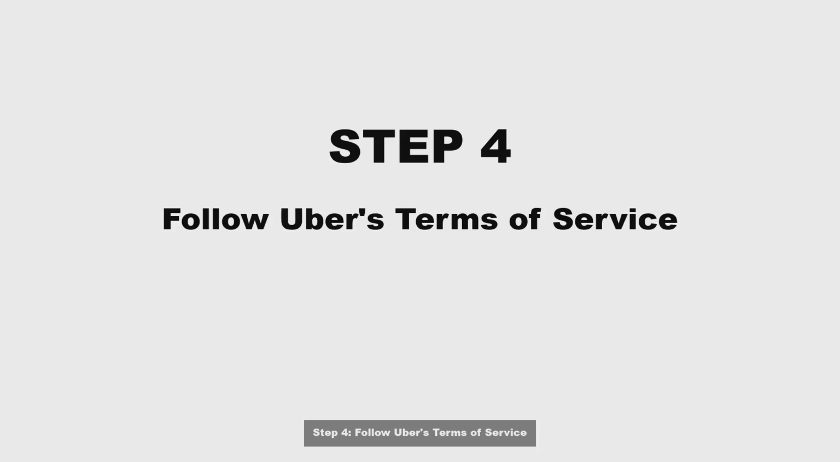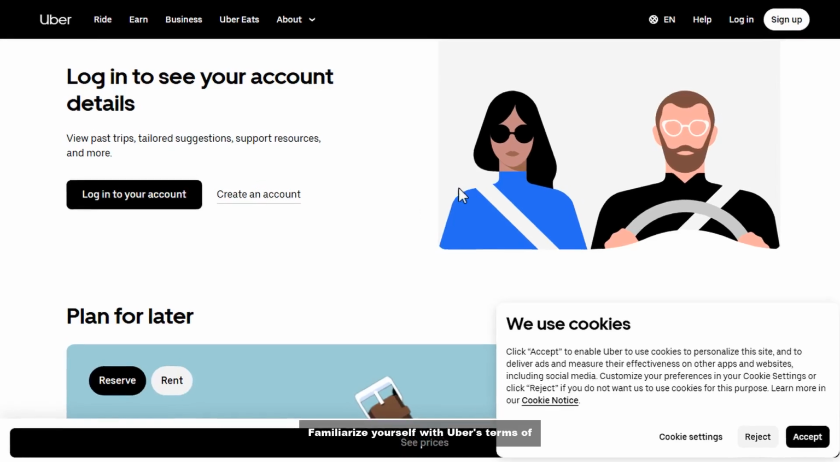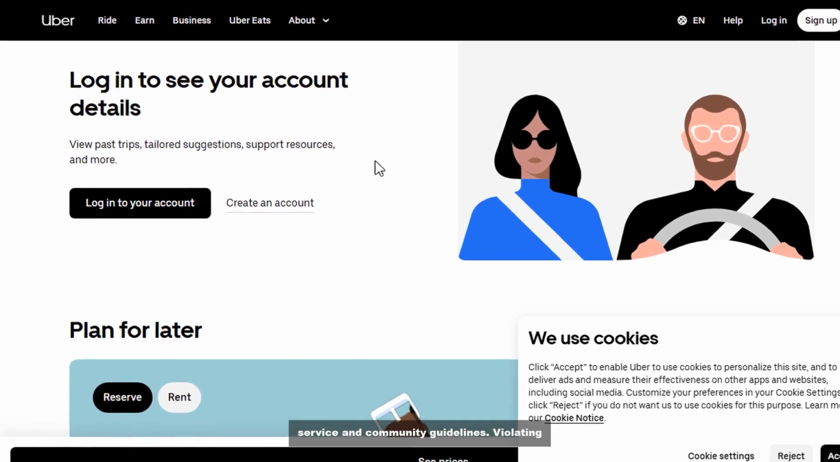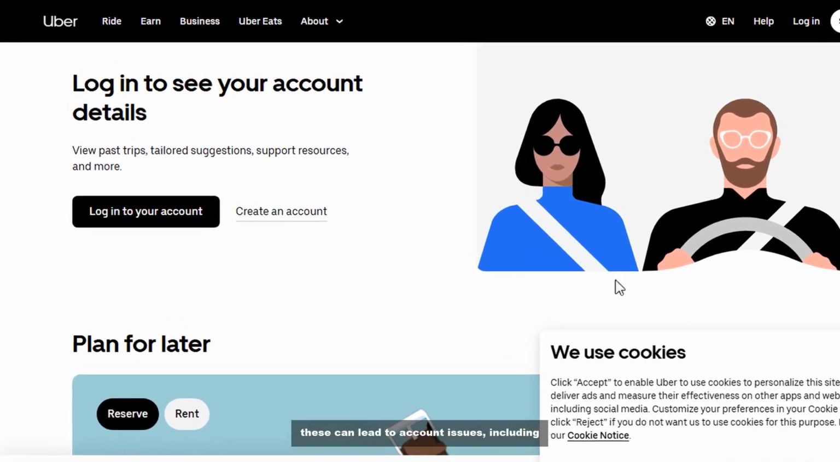Step 4. Follow Uber's terms of service. Familiarize yourself with Uber's terms of service and community guidelines. Violating these can lead to account issues, including payment blocks.